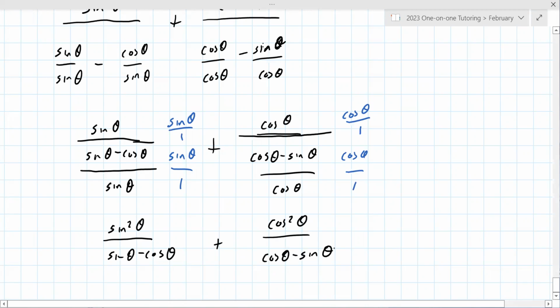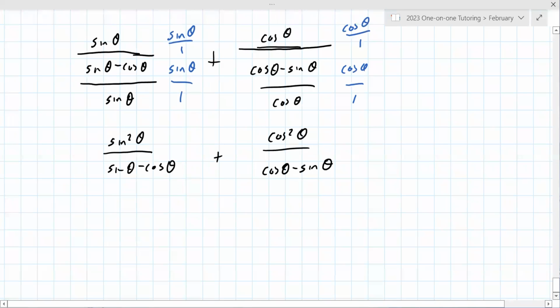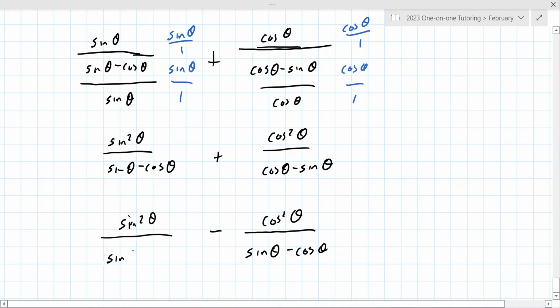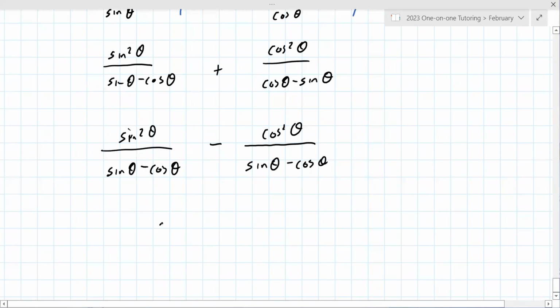So we had this in an earlier problem where the bottoms were mismatched with sine. So you take a negative out of 1. I'm going to suggest the one on the right. So that's going to make the bottom become sine theta minus cosine theta. Okay. And then we're finally ready to combine the fractions.